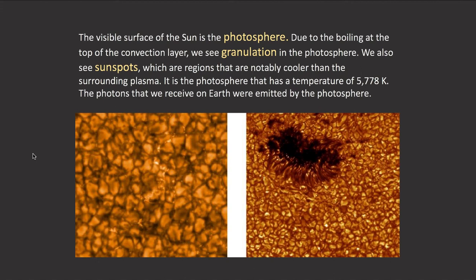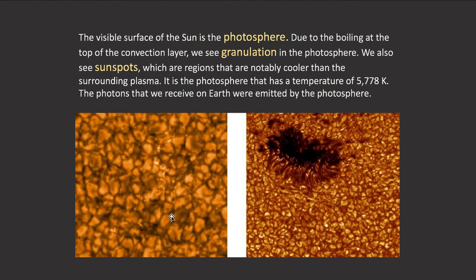Now that base layer underneath of the convection zone, where it's boiling, means that the surface looks really granulated. We call this granulation, what we're seeing in this picture. So this is granulation in the photosphere. And this is sort of light and dark regions. This is the bubbles of the boiling. But then within that, you might also see bigger dark spots that are called sunspots.